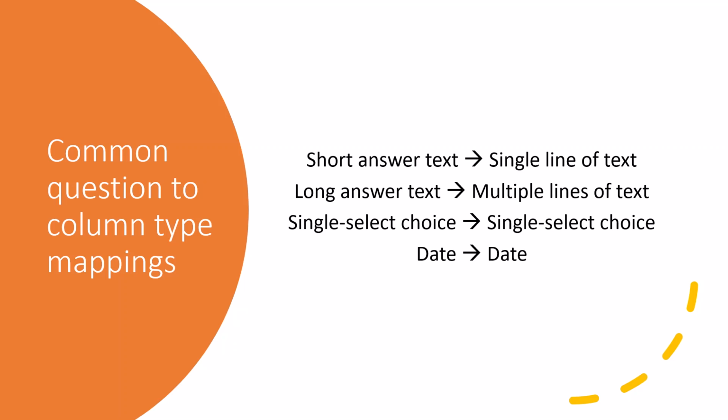Now these all benefit from having a very direct correlation to a column type in SharePoint. So it's really easy when you're building that list to know what type of column to create for that question. Single line of text is a short answer text question. If it's a long answer text question, use multiple lines of text.